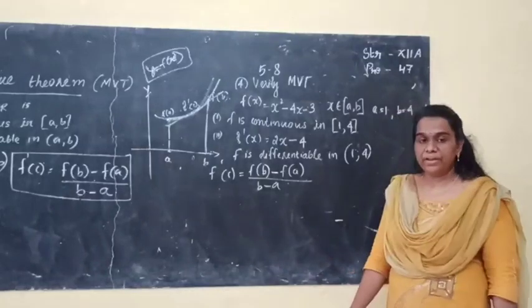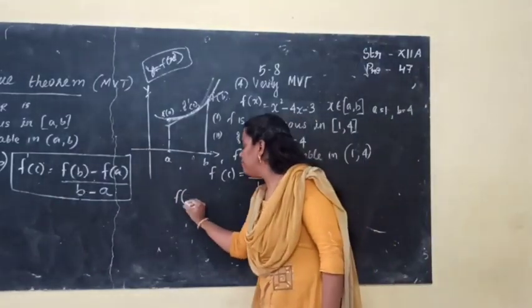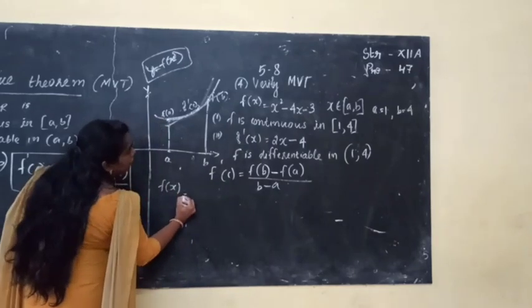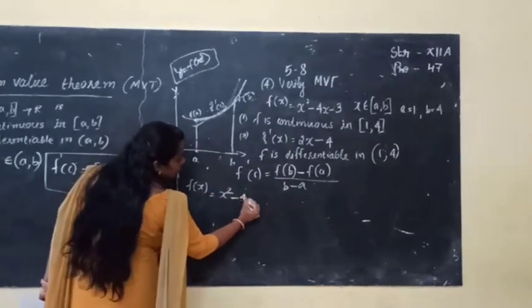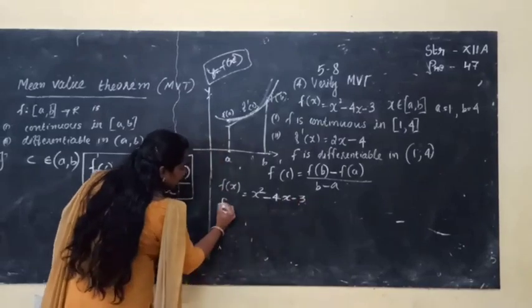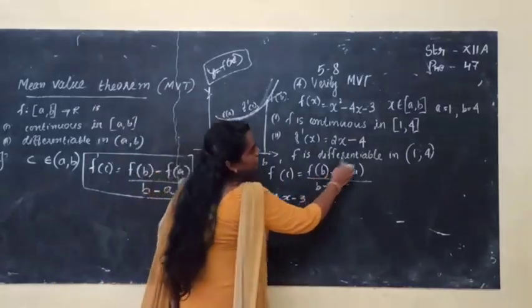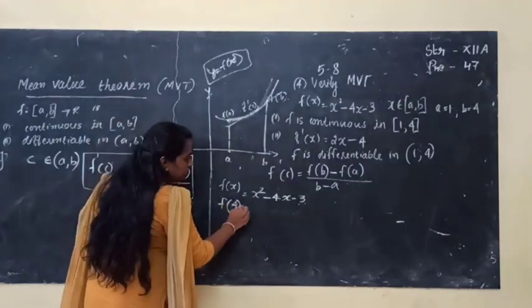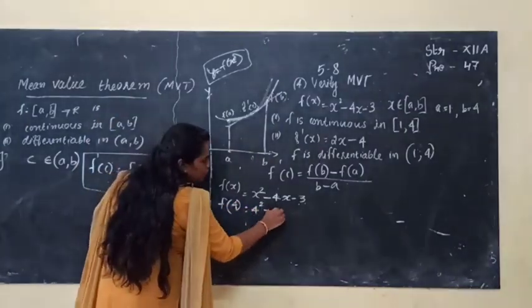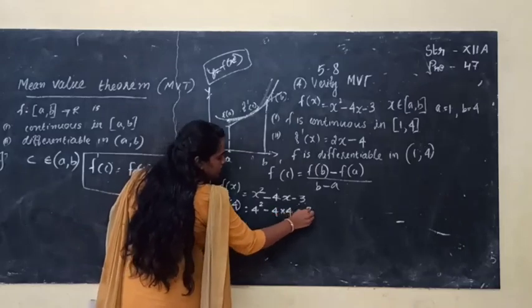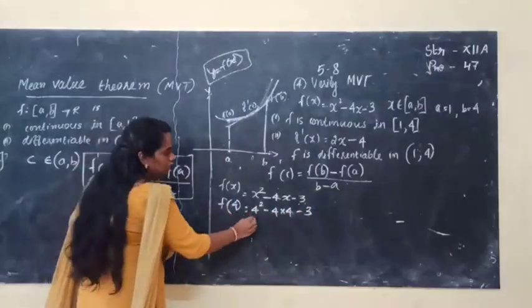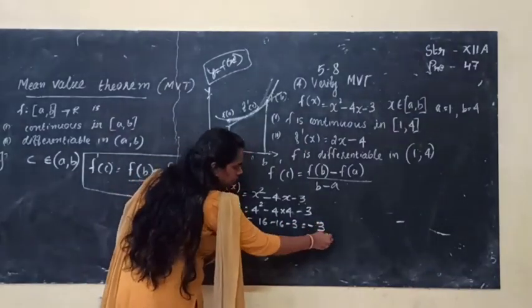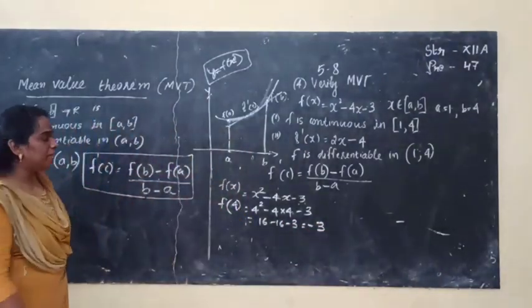For that we have to find f of b. What is f of b? We have f of x is equal to x square minus 4x minus 3. Then f of b, instead of b, what is the number here? b is equal to 4, it is given. F of 4 is equal to 4 square minus 4 into 4 minus 3. What do we get? 4 square is 16, minus 16, minus 3, that is minus 3. F of 4 is equal to minus 3.